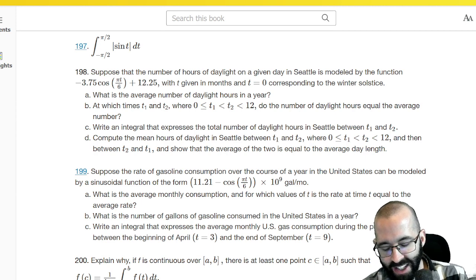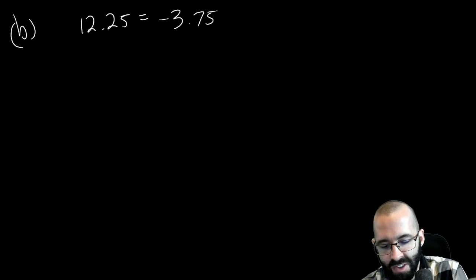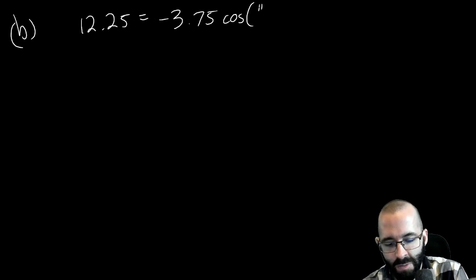We could try to calculate that by solving. So let's do it instead of doing it by hand. So we're curious, when is the average value equal to the function? Well, we found the average value is 12.25. When is that equal to the function? Well, the function's 3.75 cosine of pi over 6 times t plus 12.25.